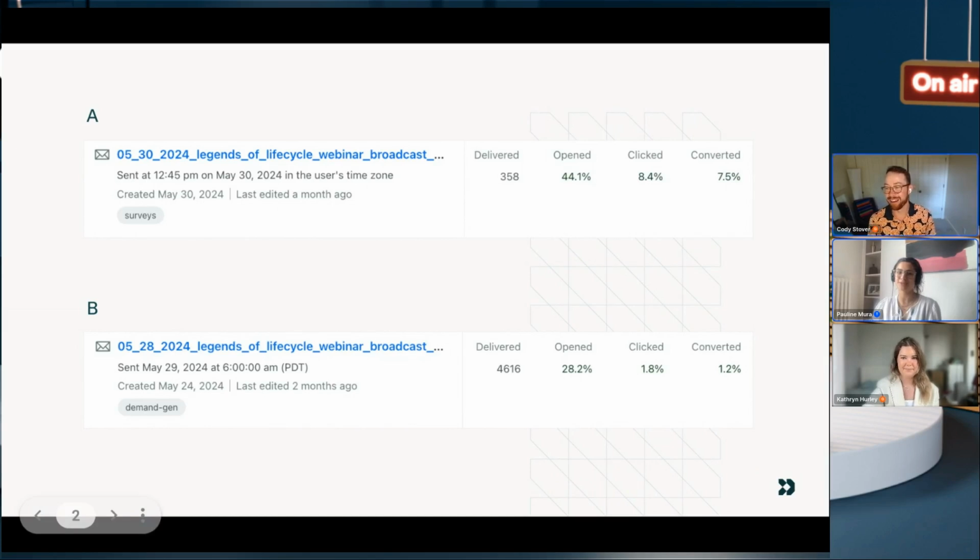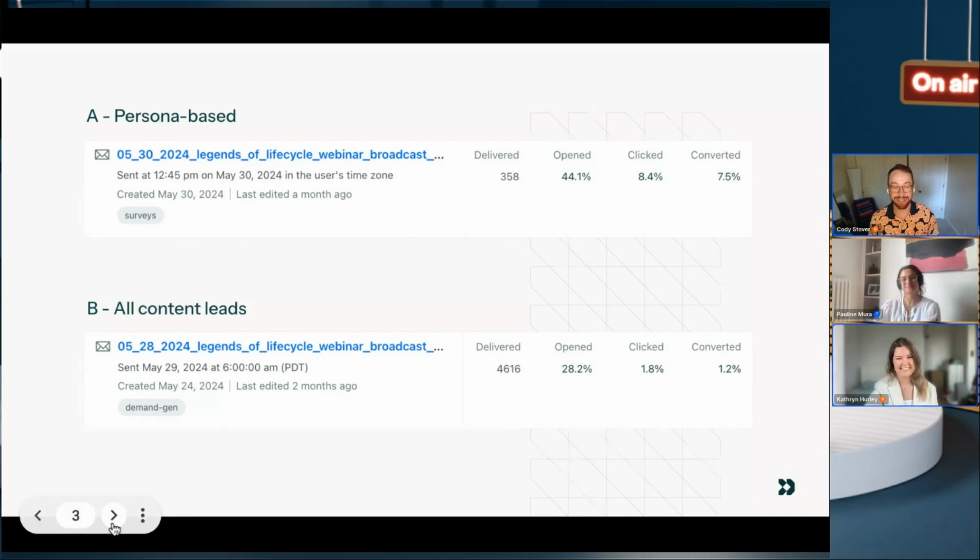Okay, A seems to be the winner. I tried to be sneaky, but it wasn't too sneaky. Yeah, 100% right. Email A was the persona-based one. I think this was a fun test. This is our hypothesis, but it's great to see it in action too.